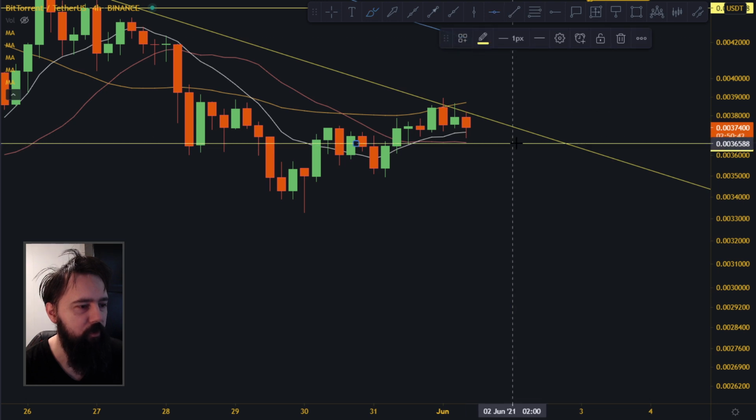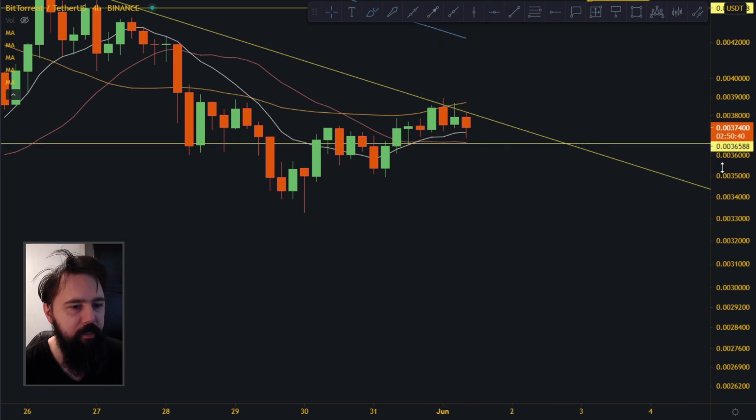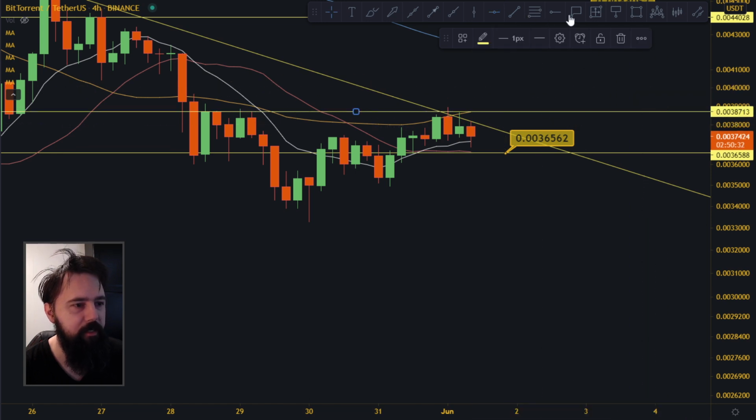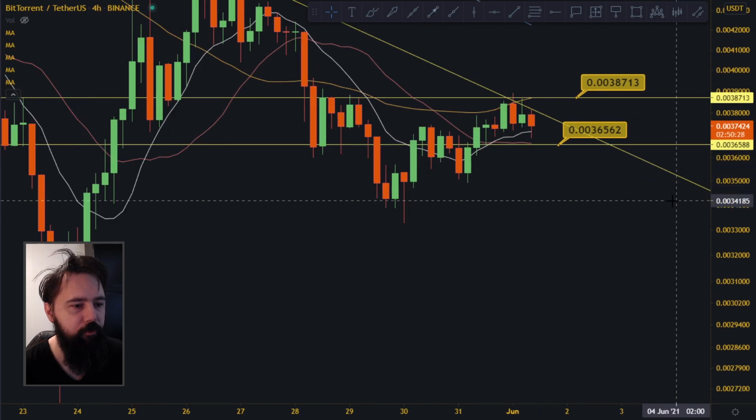I don't want to fall below this level down here. That's the 20 moving average, so I don't want to fall below that, and at the same time I want to get above this level. So these two levels are right now the most important levels for today.